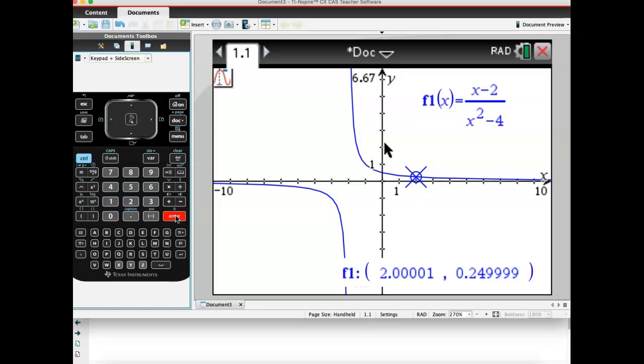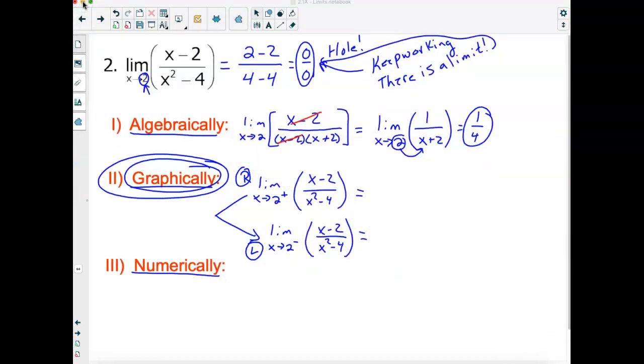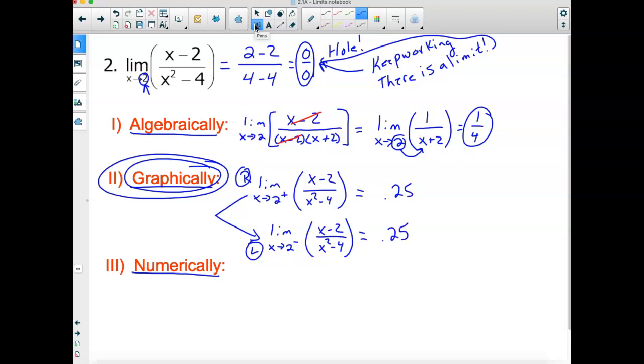Looks like the right side is approaching 1/4, which would be 0.25 as a decimal. That's the right side. How about the left side? That would be 1.99. 0.25. How about 1.999999? We're going to get closer to 0.25. Boom, there it is. It's approaching. So what I can see from here is my limit is approaching 0.25 from the right, 0.25 from the left.